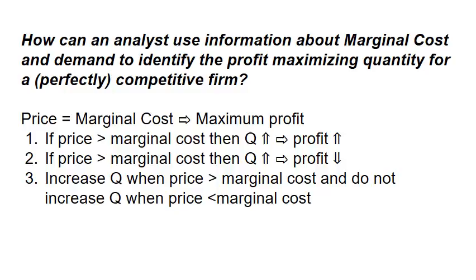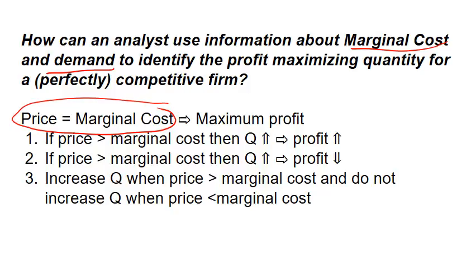Now, how can an analyst use information about marginal cost and demand to identify the profit maximizing quantity for a perfectly competitive firm? The simple rule is: find where price equals marginal cost. When the competitive firm produces the output that makes price equal to marginal cost, it will maximize profit.